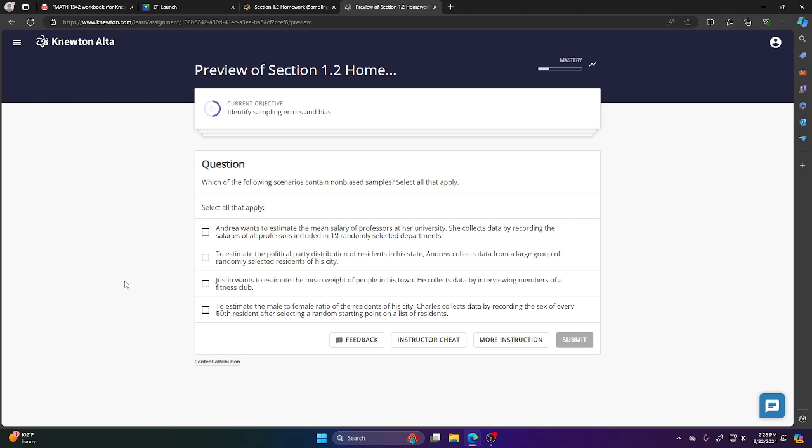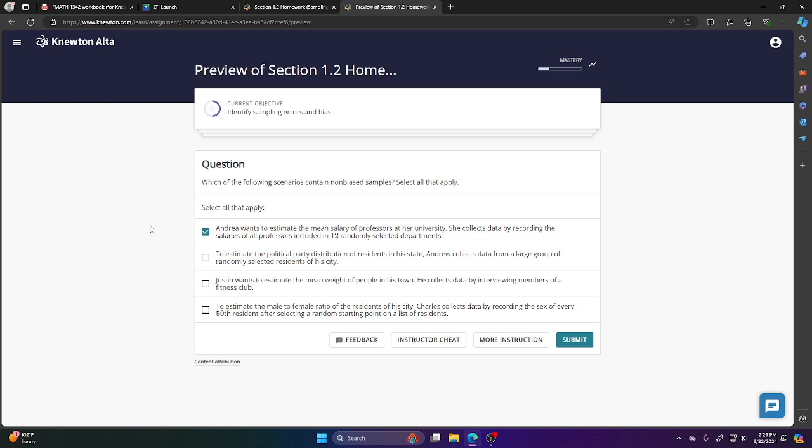But we already saw that in the workbook here. So she wants to estimate the mean salary for professors. She collects data by recording salaries of all professors from 12 different departments. Is that bias? I think it's not bias, so I'm going to click it, because again, we're looking for not bias. Estimate political party distribution, large group from city, state and city. Is that bias? That's bias, so I don't click it.